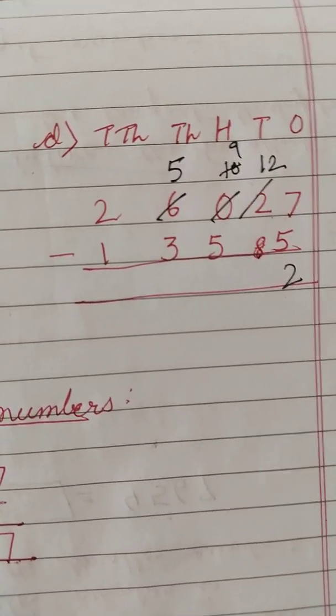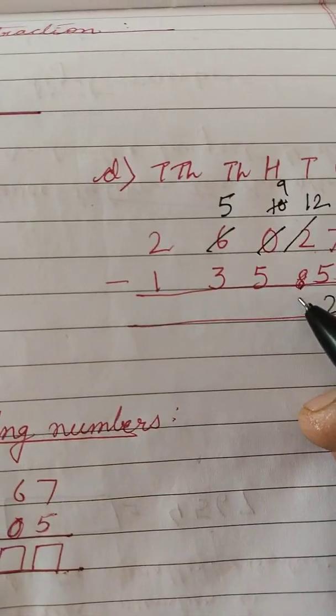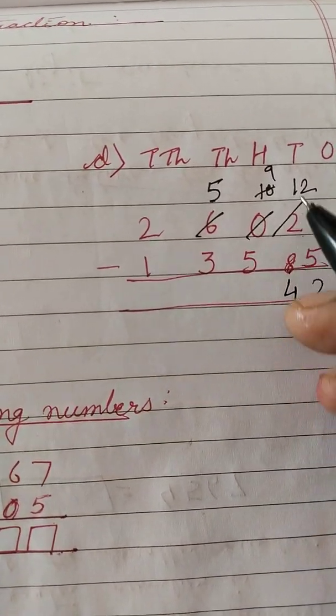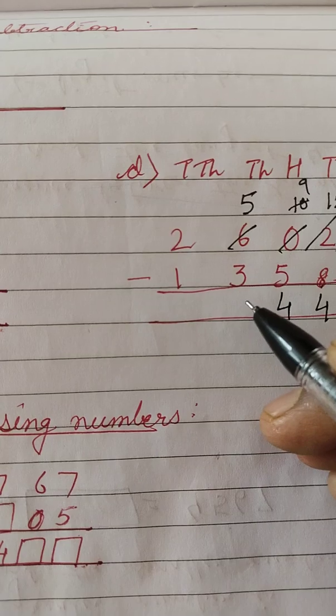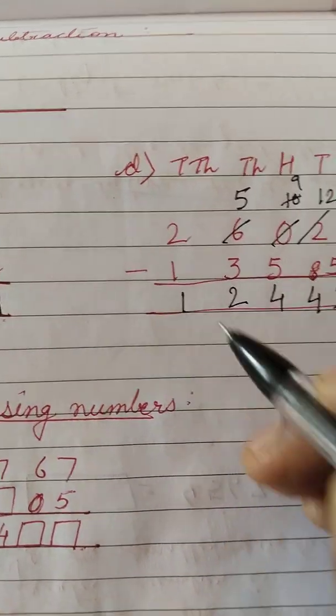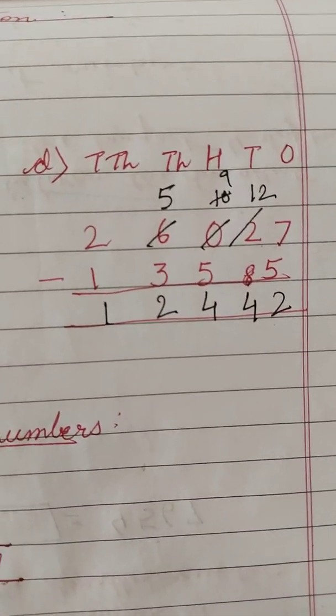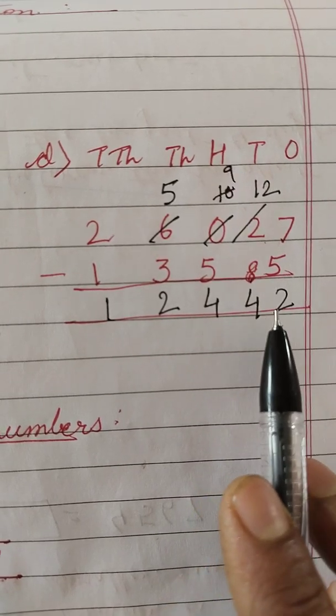Now, children, we have to subtract 8 from 12. So we are getting 4. 9 minus 5 is 4. 5 minus 3 is 2. And 2 minus 1 is 1. So our difference is 12,442.